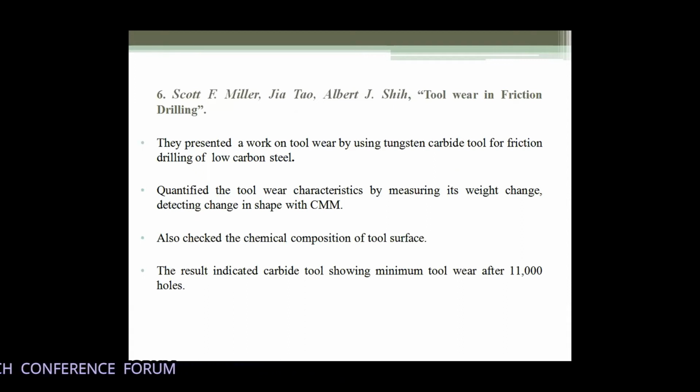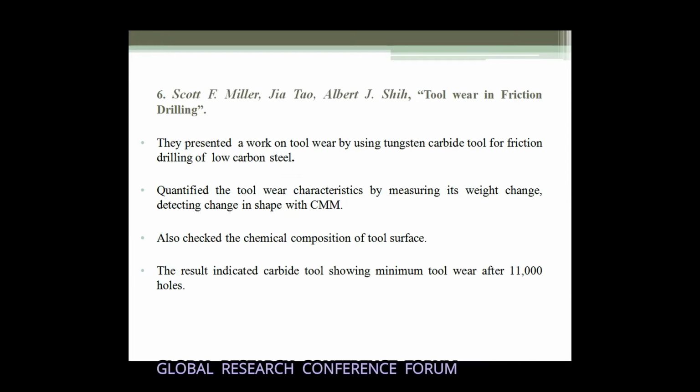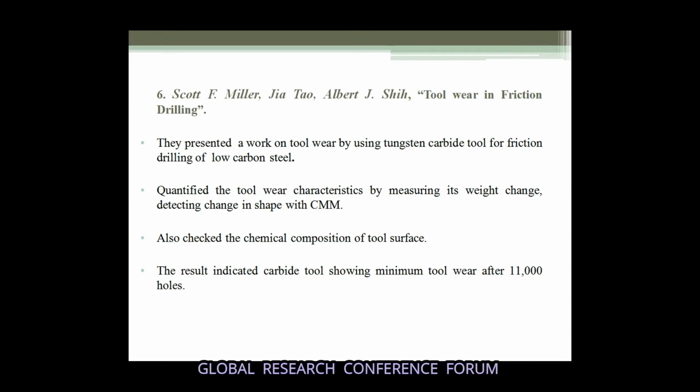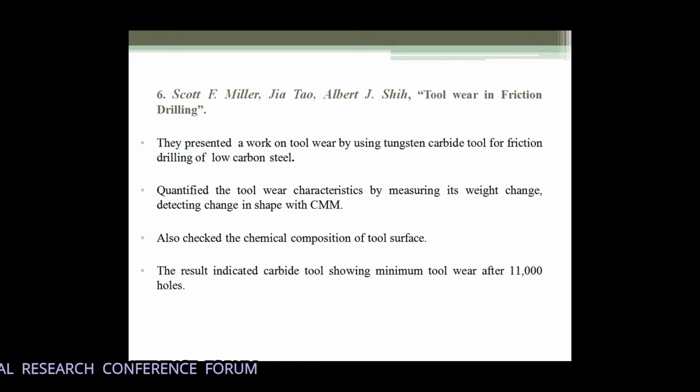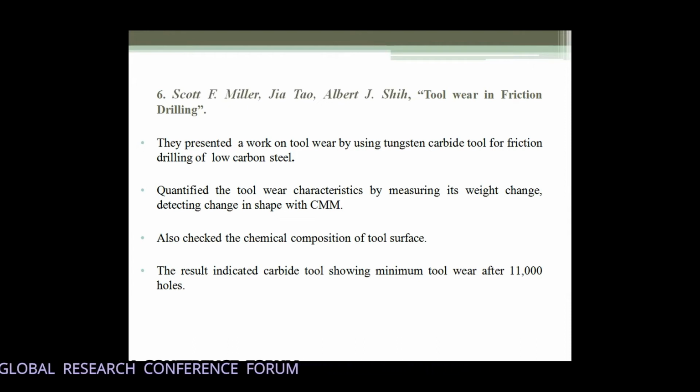So this is another paper that is based on the tool wear in the friction drilling. In this paper they have chosen many tools with different diameters, and after the drilling, they have checked how much tool wear took place for each and every tool. With the help of the CMM they have checked the shape and size of that tool, and accordingly they have concluded the things.